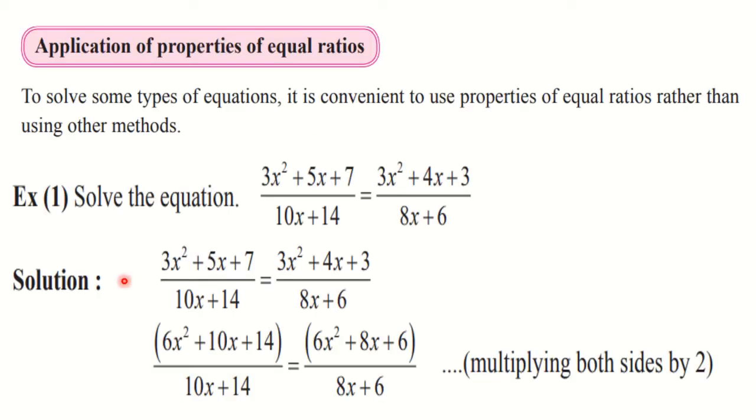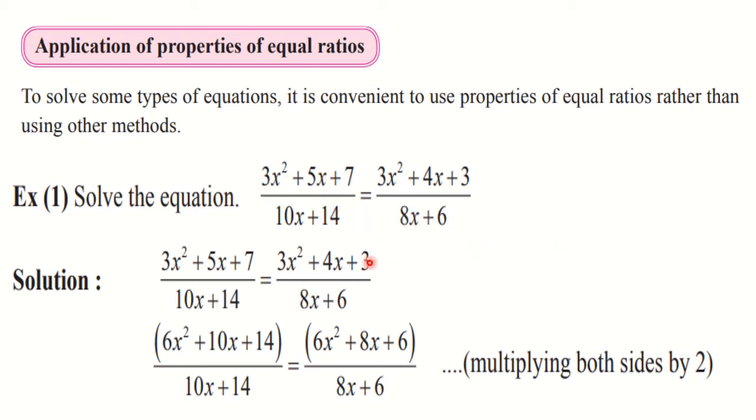Now the next is application of properties of equal ratios. That means the properties, 5 properties which we have studied, how we can use those properties to solve the equations. Okay. So when such very big equations are given, it is not easy to solve them. So by using the 5 properties which we have studied just now, it becomes very convenient to solve such type of equations.